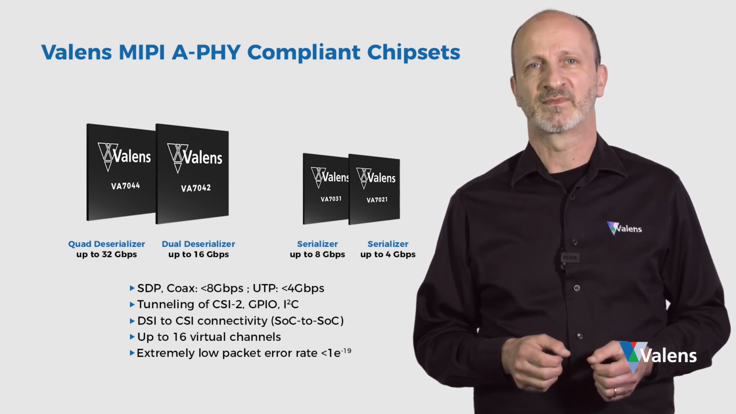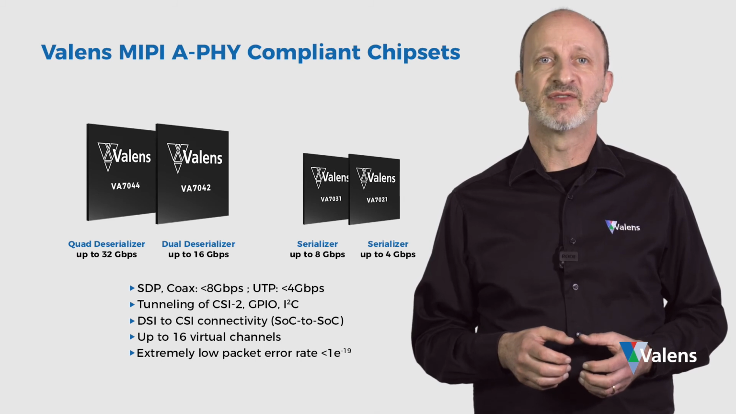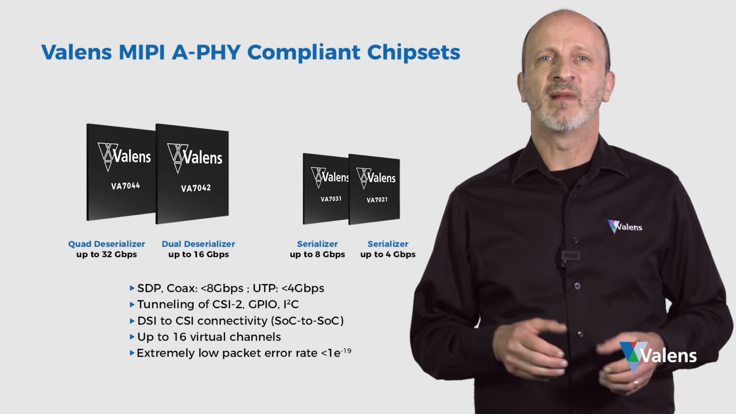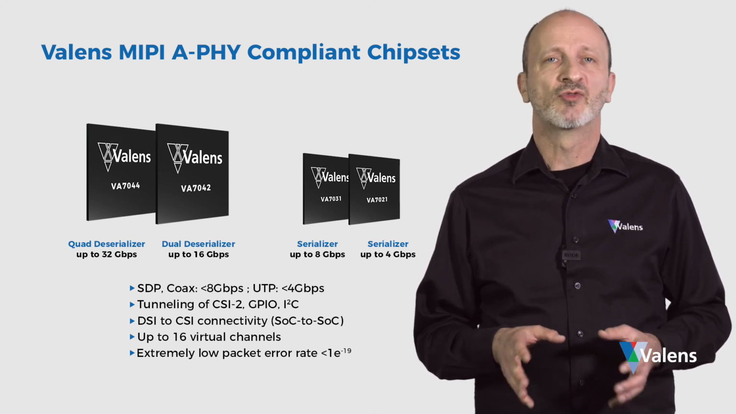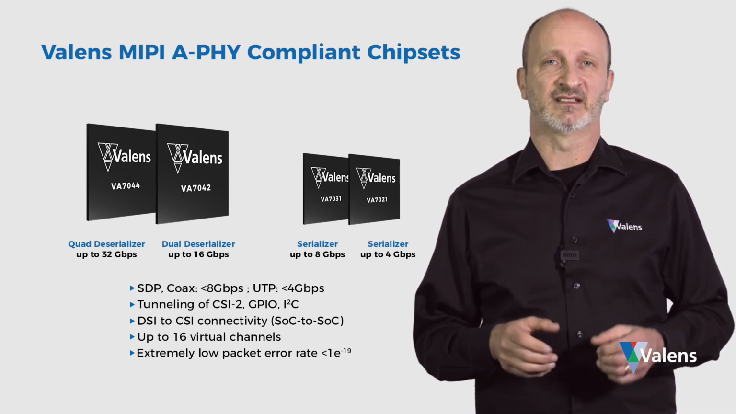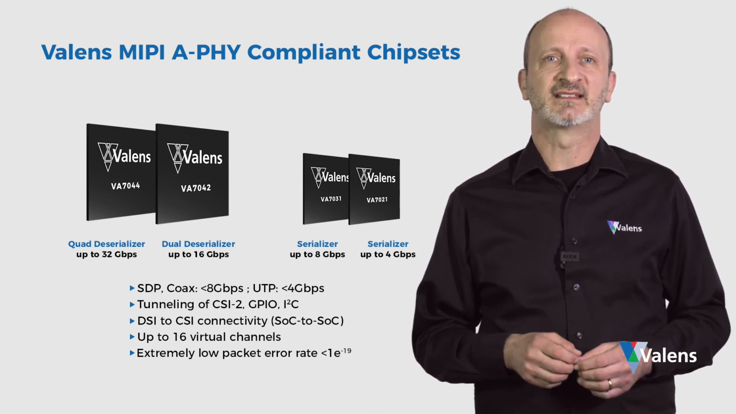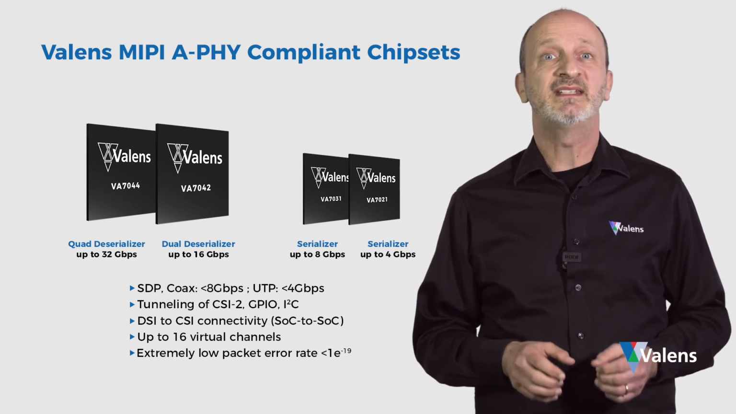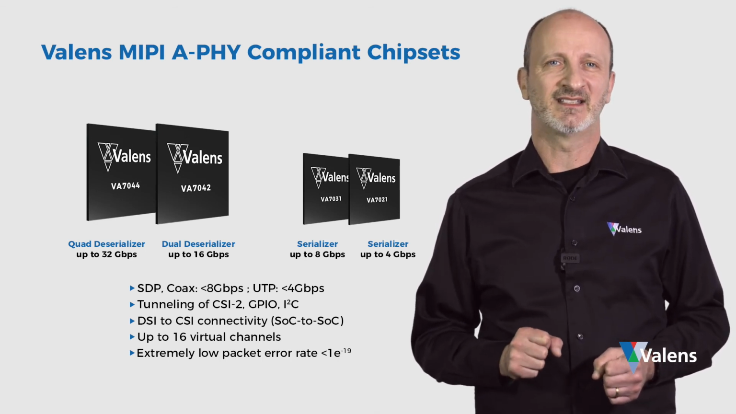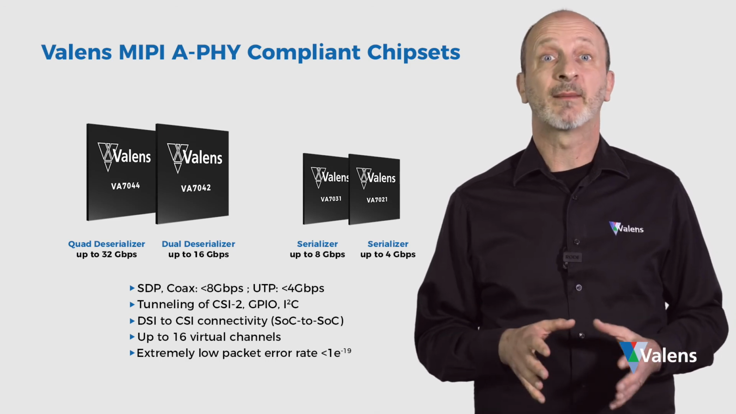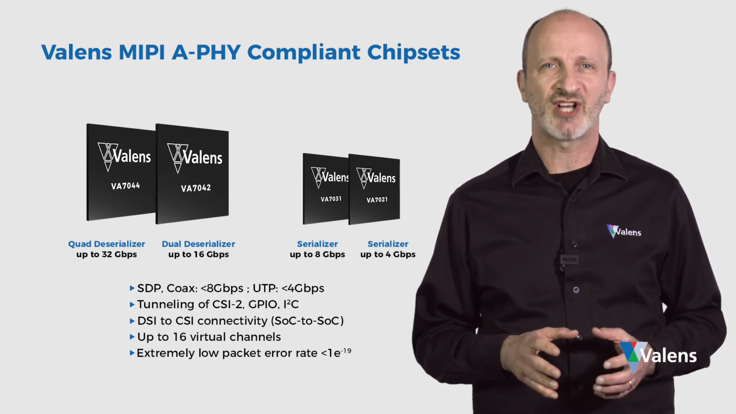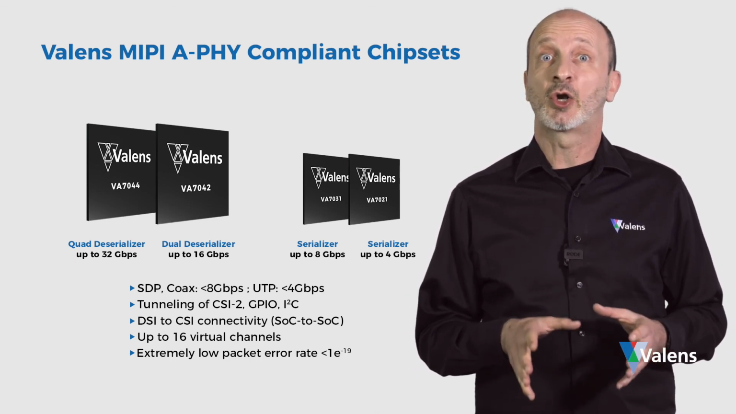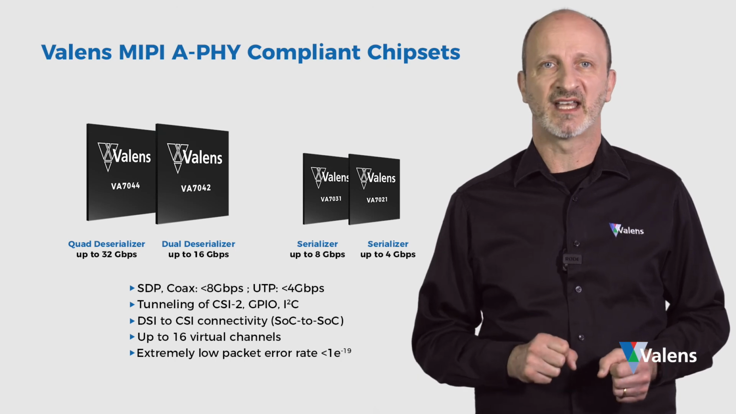Our upcoming VA7044 and VA7042 deserializers support connectivity of multiple CSI2-based cameras, radars, LiDARs and other sensors, or act as a zonal sensor hub featuring 4 or 2 independent receiver links with speeds of up to 8 gigabit per second each. Both chipsets will support up to 16 CSI2 virtual channels and will be compatible with any standard A-PHY serializer, including those integrated into sensors.